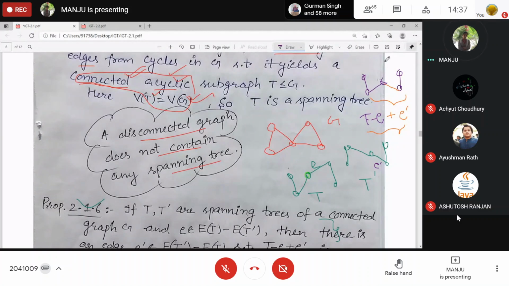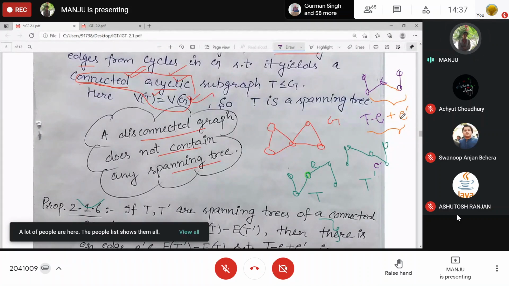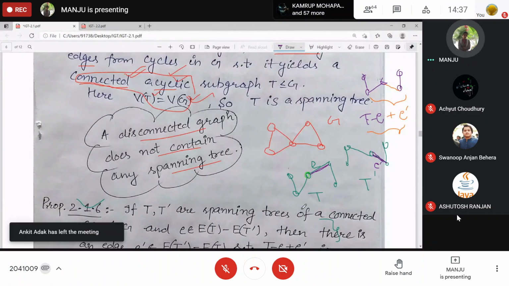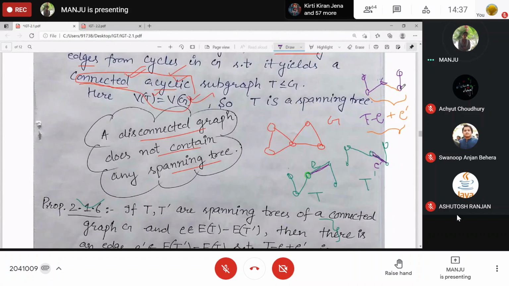This one, right? T minus E plus E dash. We have taken this edge that was not present in T dash, and we have taken one more edge that was not present in T. So we have removed this edge from T which was present. So we got this graph, and then we have added E dash that was present in T dash. So one edge we have removed from this one, and added one edge from T dash. So we are getting this one.